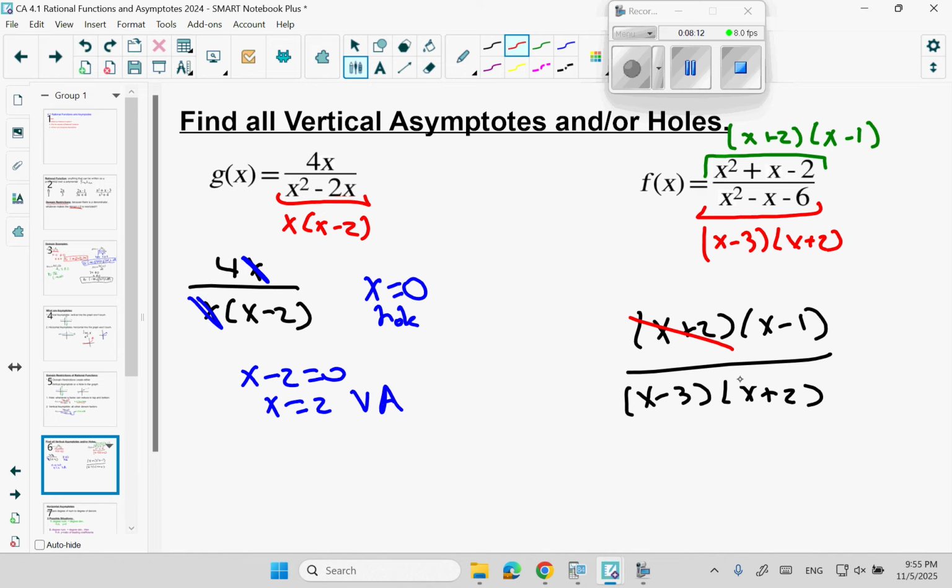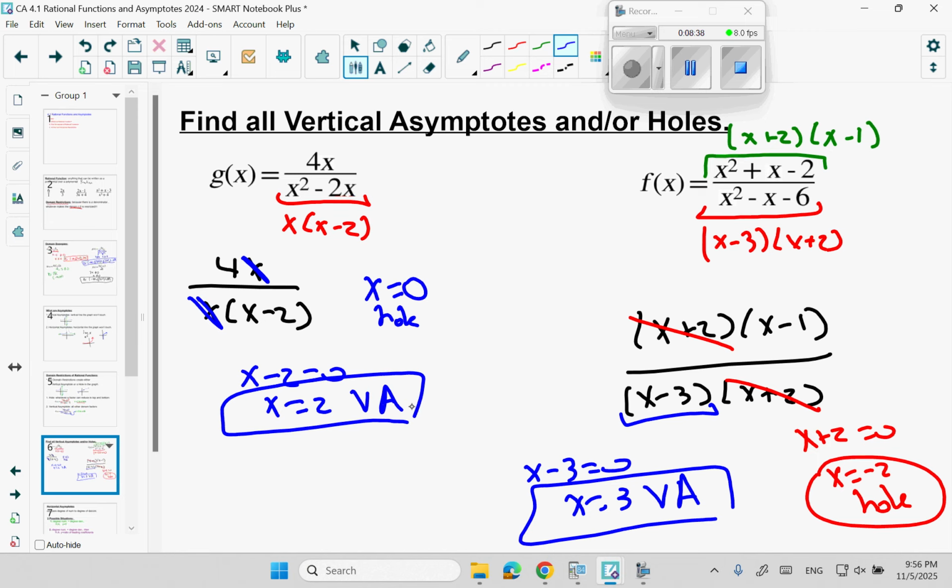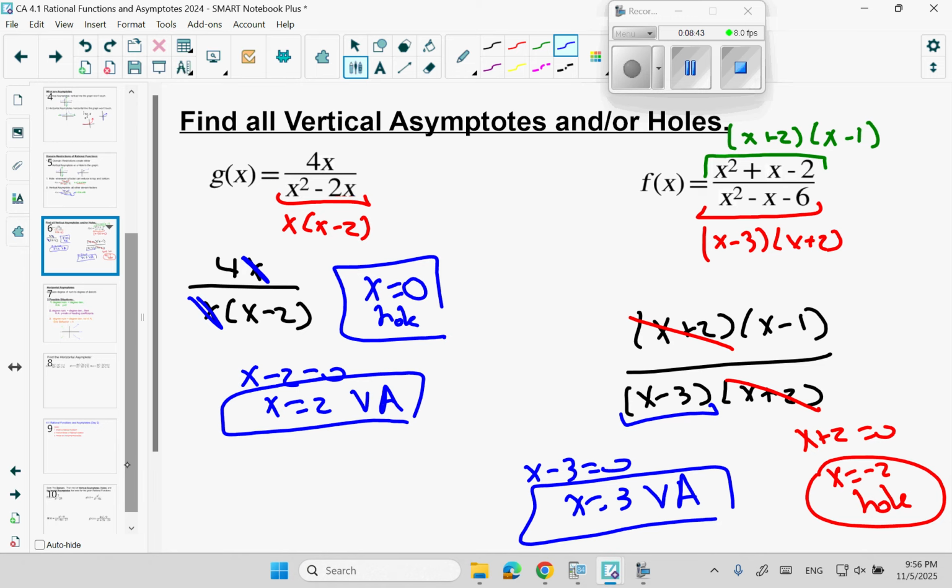I get x plus 2 in both, so I can cross it off, which means x plus 2 equaling 0, x equals negative 2, has to be a hole in the graph. I still can't use it, but because it's crossed off, it's a hole, which means everything left that I didn't cross off is a vertical asymptote in the denominator. So x equals 3 is a vertical asymptote. And that would hold true if I were to graph it as well. So that's how you find vertical asymptotes.